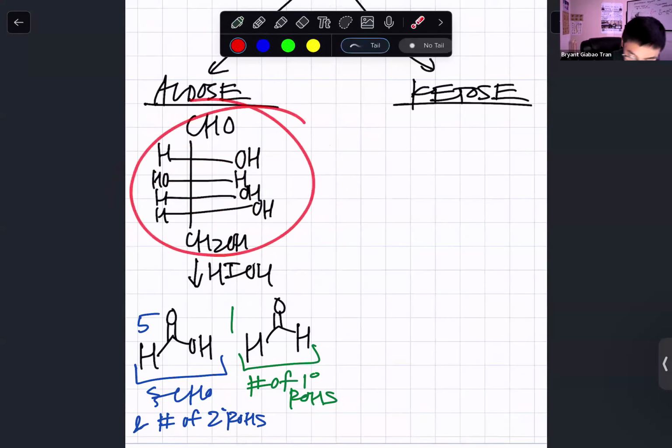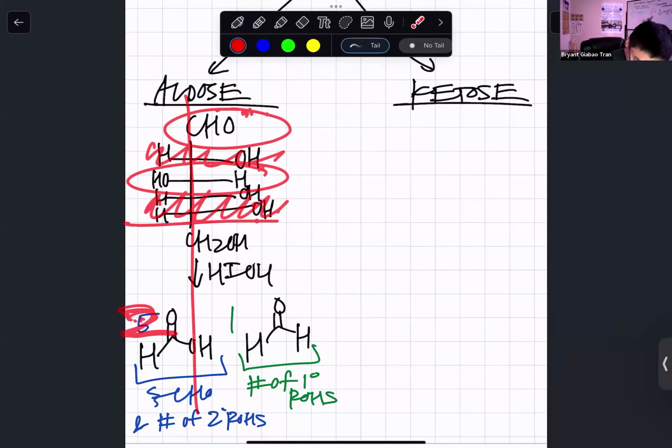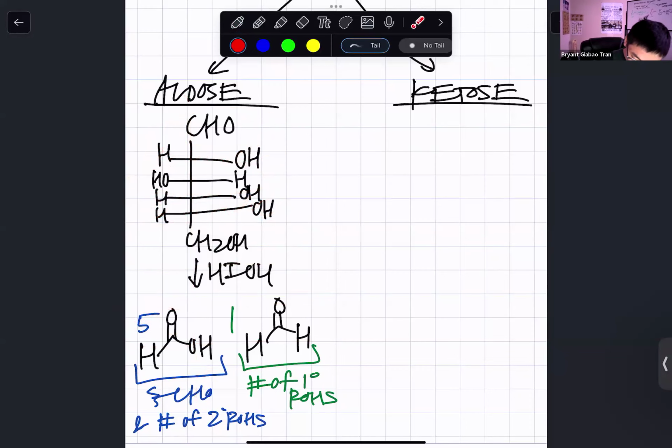If this was a shorter sugar, let's say glyceraldehyde, and we only have 1 secondary alcohol, like that, then we will only have 2 formic acids, right, coming from the carbonyl, CHO, and 1 secondary alcohol. If this was a longer sugar with a lot of secondary alcohols, then we're going to have more formic acids, right? Formic acid coming from the carbonyl carbon of the CHO plus the number of secondary alcohols. And an aldose will always get 1 formaldehyde from that 1 primary alcohol right there.